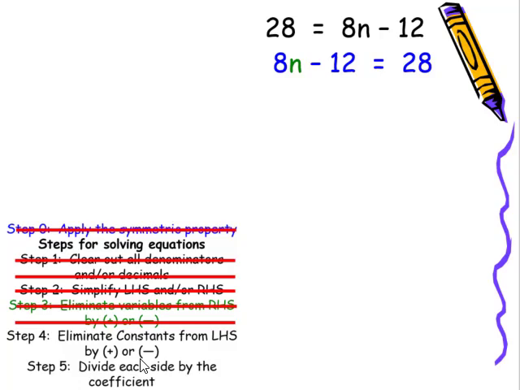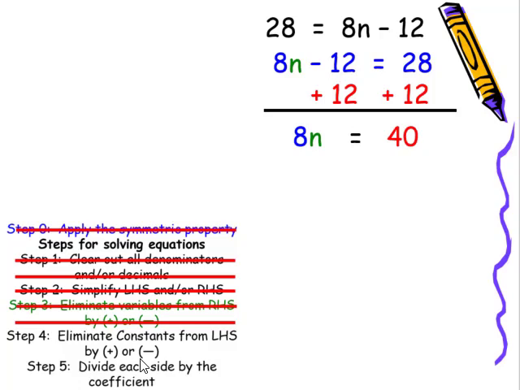We'll eliminate the constants from the left-hand side, this time by adding 12 to both sides, since there's a minus 12. So we have to undo that subtraction by adding. This will leave us on the left-hand side 8n, and on the right-hand side we'll have 40. Now we'll just have to divide by the coefficient of n, which is 8.